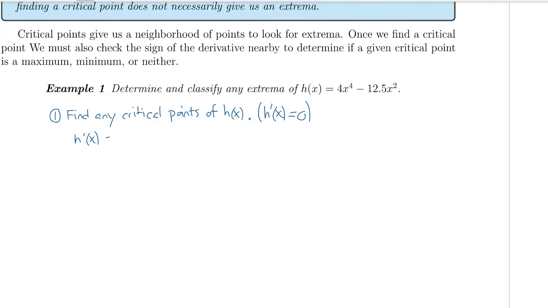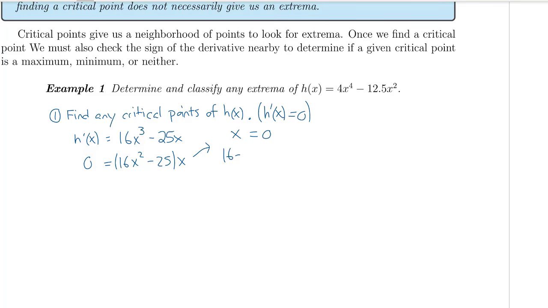So the derivative of h is 16x cubed, so we're using the power rule here. And then the derivative, the second term is negative 25x, okay? And now we're going to set that equal to 0 and solve for x. These values of x will be the critical points, places where the derivative is 0. So I'm factoring out an x because both terms have an x, and this just makes life easier. And so one of the solutions to this equation is when x is 0. That makes this true. The other solution is when, so we have two factors here, 16x squared minus 25 is 0.